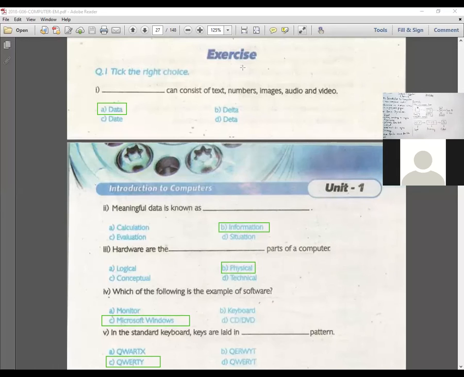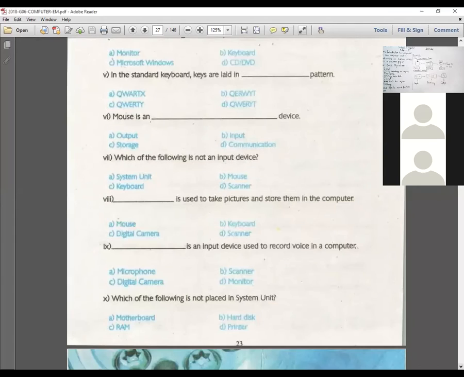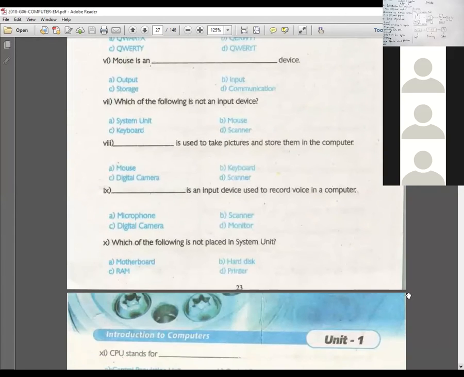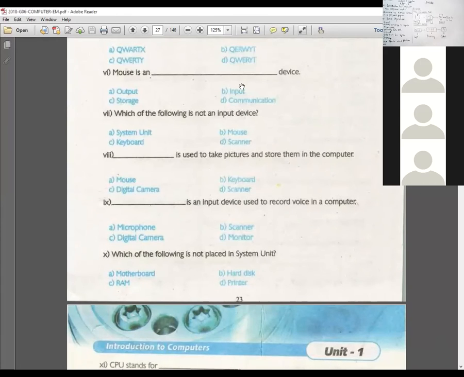Okay. Now I'm going to move on to the next page. Mouse is an dash device. A, output; B, input; C, storage; D, communication. And the correct answer is input. Mouse is an input device.